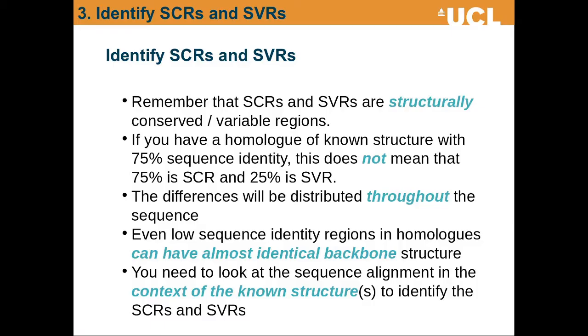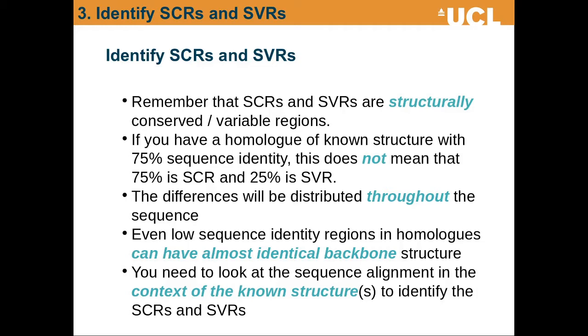Now remember that structurally conserved regions and structurally variable regions are about structure. This is not necessarily related in any way to sequence identity or sequence similarity. If you have a homologue of known structure with 75% sequence identity, this does not mean that 75% is structurally conserved and 25% is structurally variable. Yes, the amino acids are different, but that doesn't mean that the conformation of the backbone will be different.